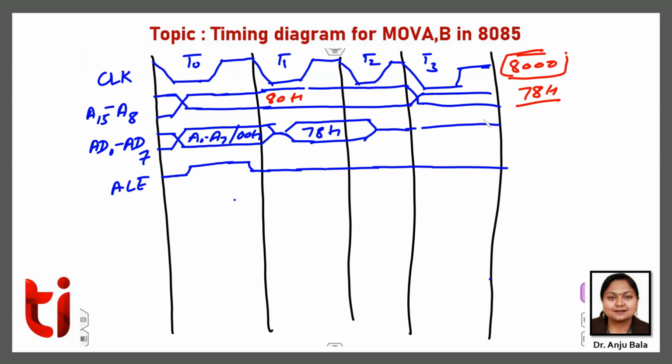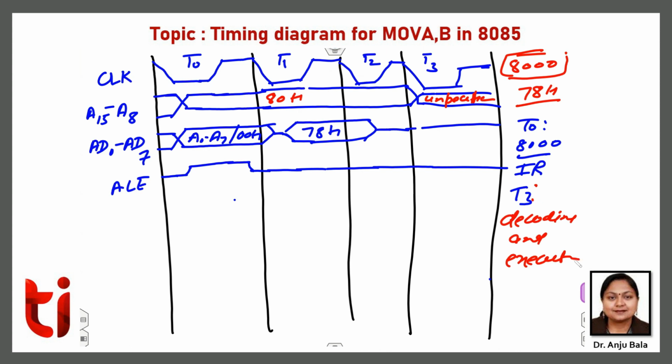And here, T0 is basically used to read the high order as well as the low order address. And after T1, the instruction will be stored into the IR. T3 is used for, why we have to write unspecified here, it is used for decoding and execution. T3 is used for instruction decoding, and execution is done in the T3 T state. When ALE is 1, then the low order address would be read. When it is 0, the opcode would be read.